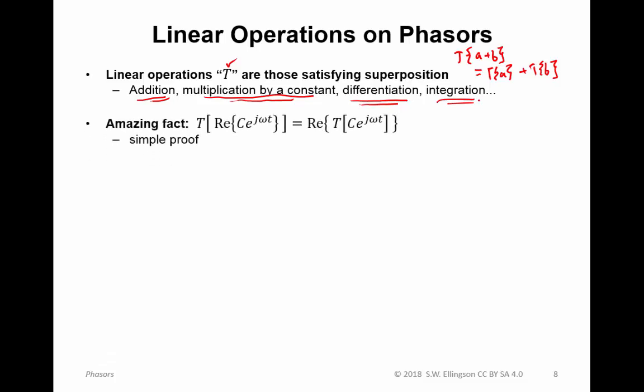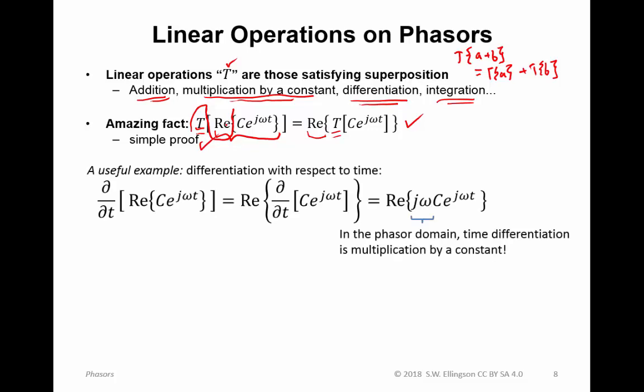Now, why is this so useful in the phasor domain? Well, an amazing fact is that if you apply any linear operator to this thing that we have used to define phasors, then you can exchange the linear operator and the process of taking the real part. So what this equation says is that it doesn't matter whether you apply the linear operator to the real part or whether you apply the operator first and take the real part of the result, you get the same answer. Again, this is a simple proof. You can find it in the book.